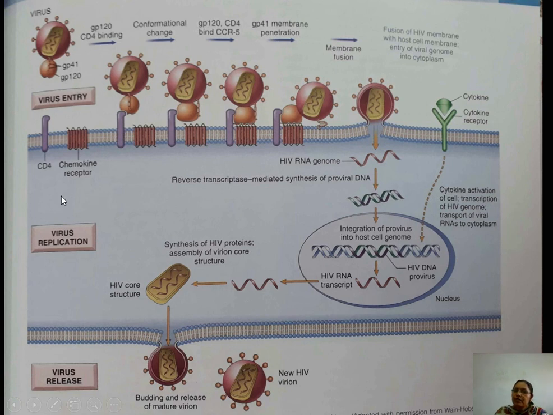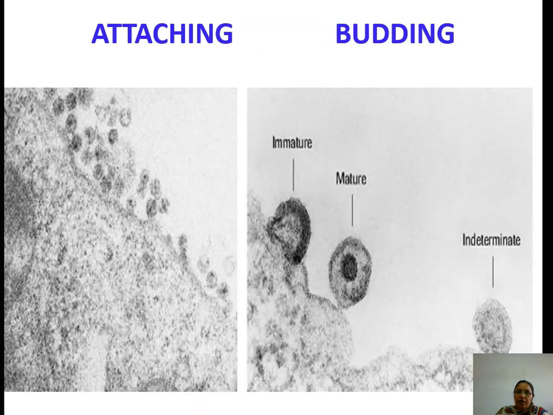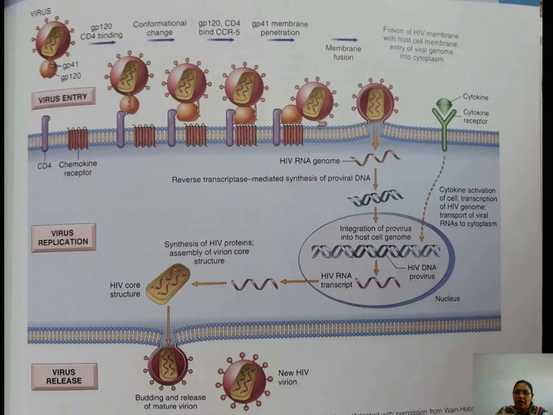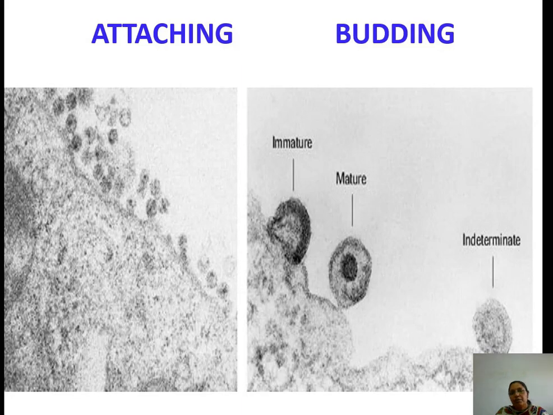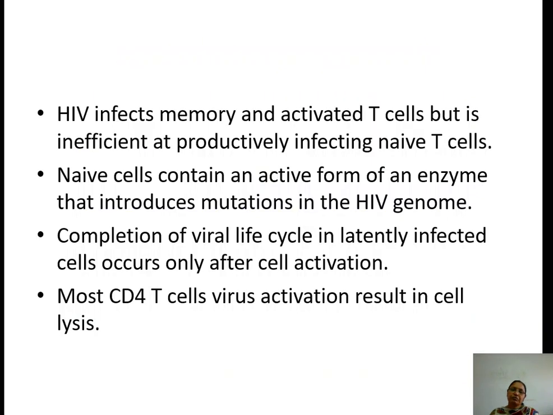As you know, the CD4 cell is the master cell for regulation. They help in regulation of different types of cells like CD8 cells and B cells. They promote antibody formation with the help of different subtypes. Now this diagram is showing the electron microscopic picture of immature, mature and intermediate virions, early budding, late budding and mature new virions.